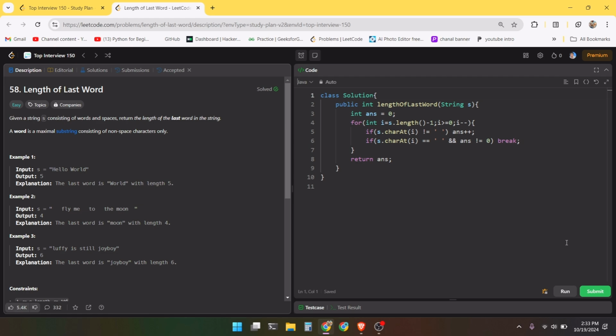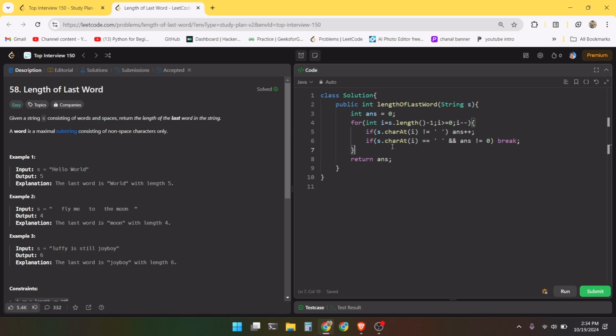Great. So this is one of the most difficult questions I have done. Length of the last word. In this question you just need to return the length of the last word. And this is the question, and this is the small, pretty solution.